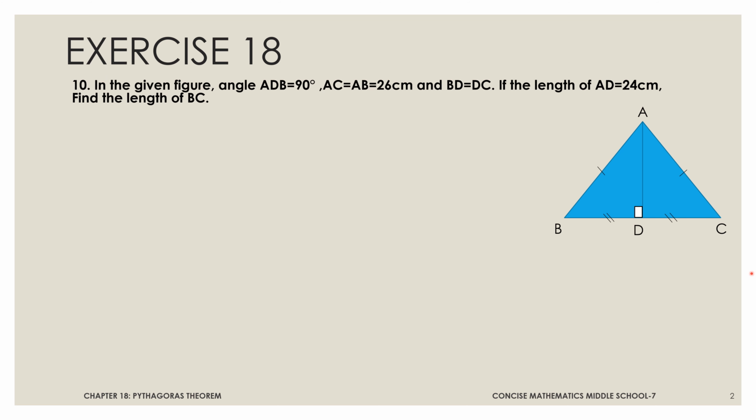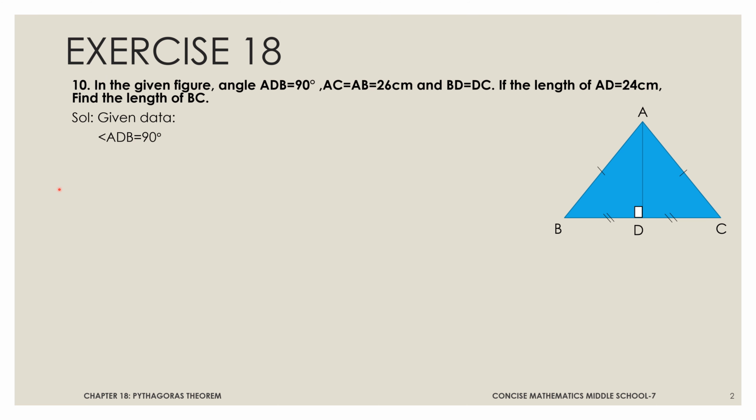It is similarity. AD, this line which is dividing the triangle, is called a median, right? AD is 24 centimeter and they're asking us to find BC. That means this total length from B to C, right? So first of all, we need to write down the given data.